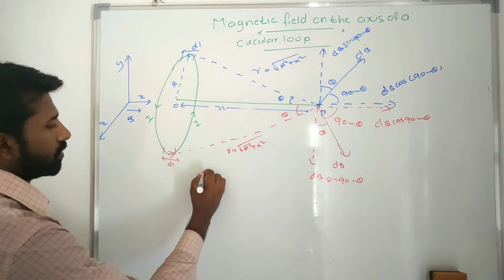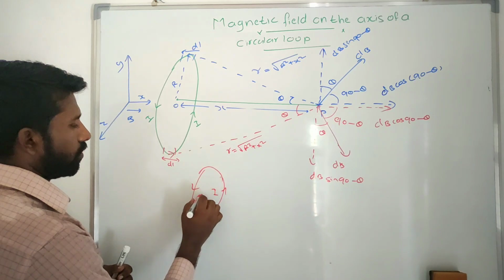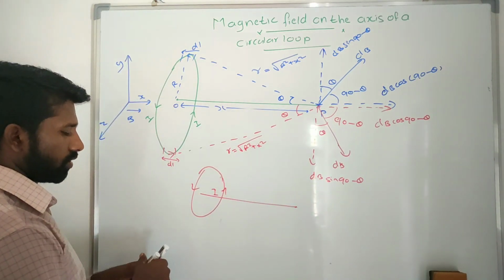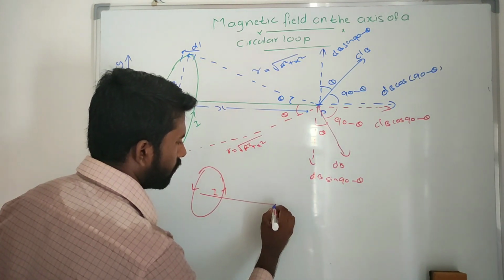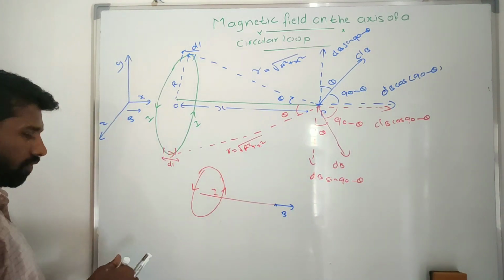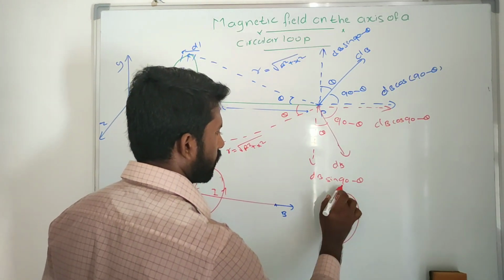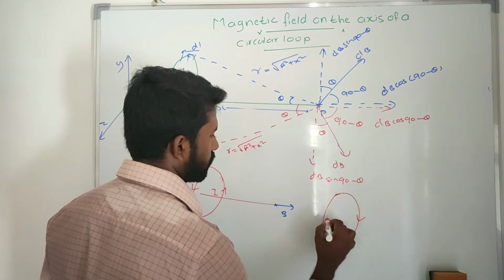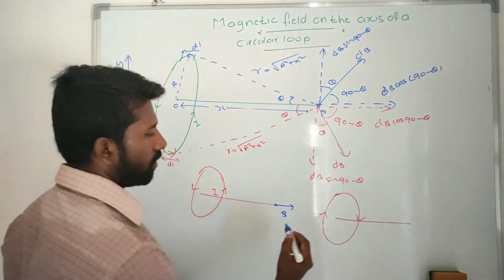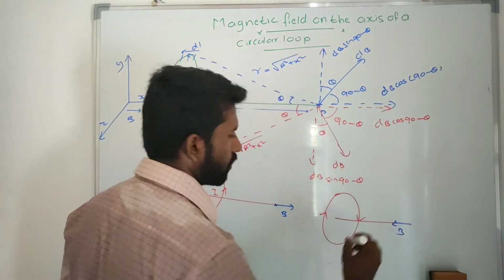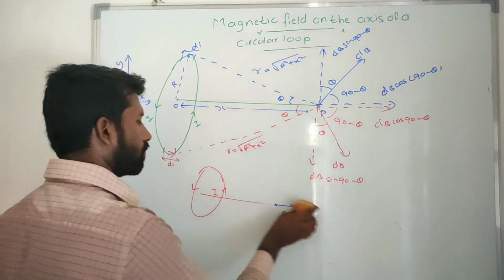Now, here the current direction is like this, so the magnetic field acts in this direction. Sorry, this is the point P. The magnetic field is acting like this. If I take the current direction as opposite, that means initially we took it like this, and now if I take it like this, the magnetic field you will get in this direction. This is the magnetic field direction.